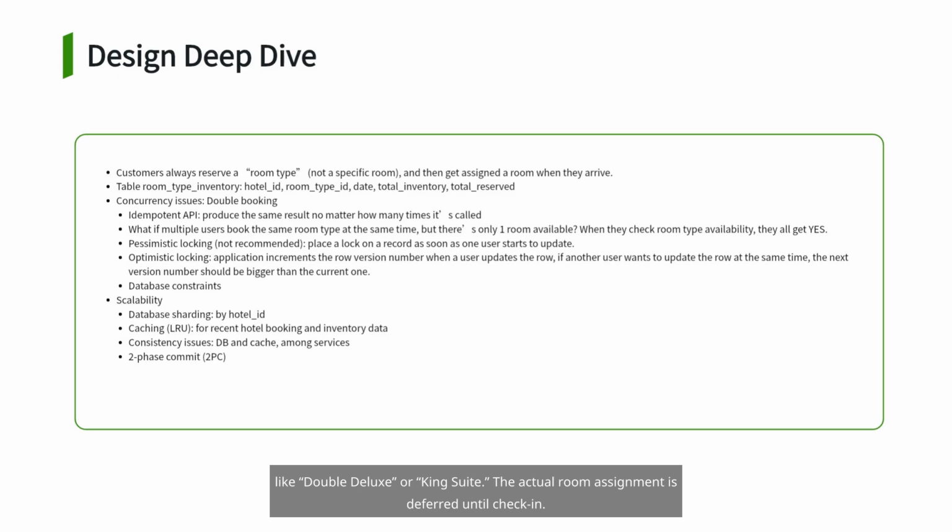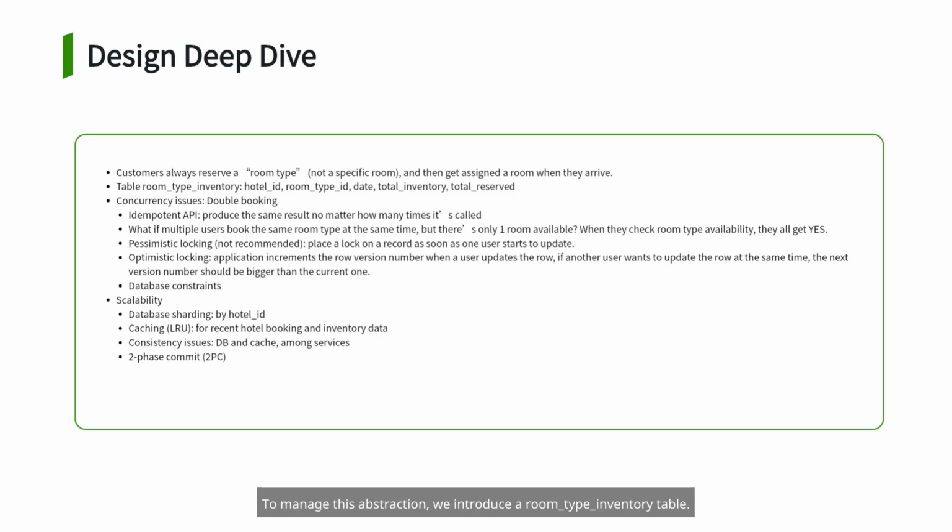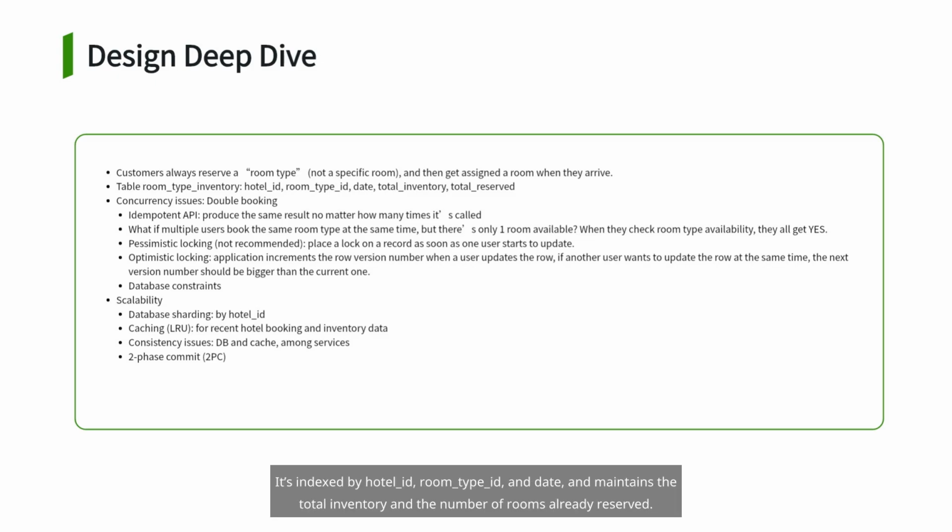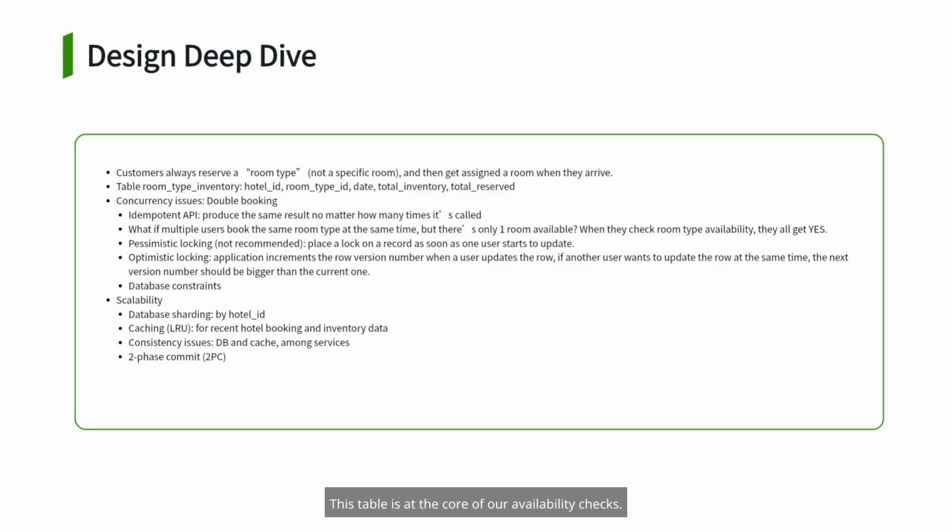To manage this abstraction, we introduce a room_type_inventory table. It's indexed by hotel_ID, room_type_ID, and date, and maintains the total inventory and the number of rooms already reserved. This table is at the core of our availability checks.